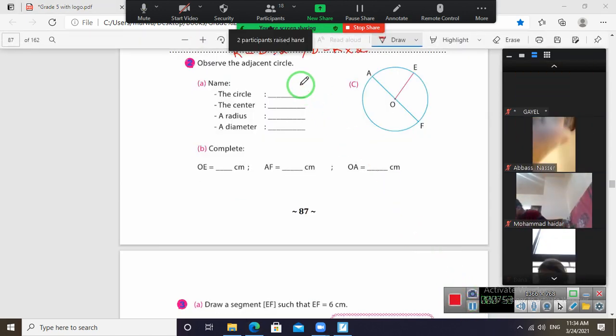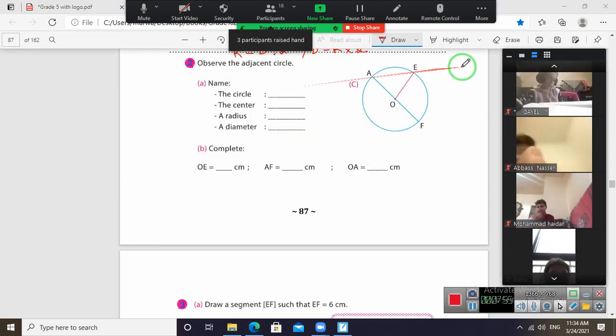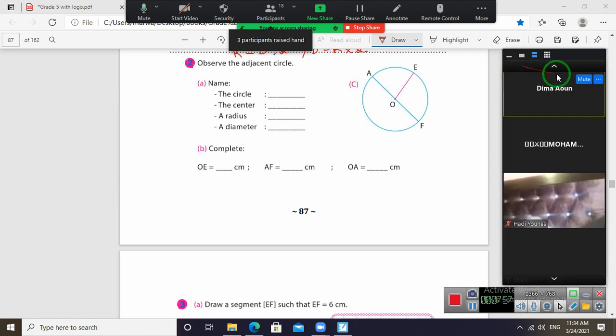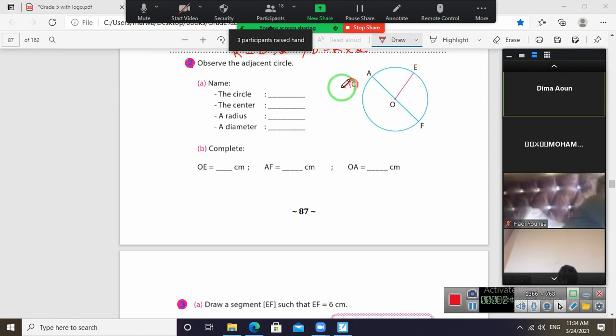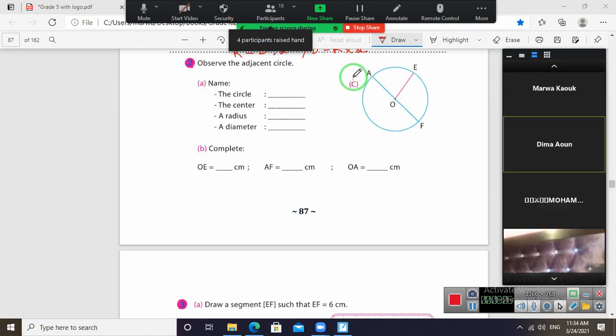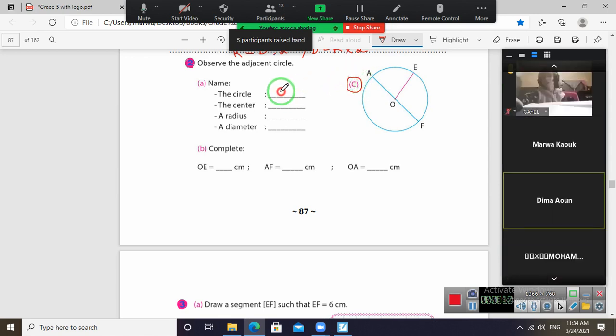Now exercise 2: observe the adjacent circle and name. What is the name of the circle? It's C, teacher Dima. Pay attention, it's C between parentheses. What is the center, teacher Gayal? O.